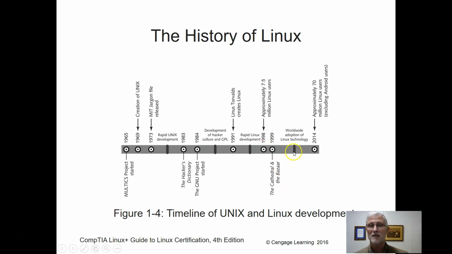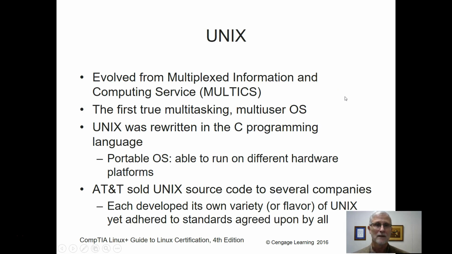Now, 20 years on, there are 70 million users, excluding all the Android phones. So guess what, Android users? You're using Linux. Unix was a multiplexed information system that started with Multics. It was the first true multitasking, multi-user system, because some of the early mainframe software was not. It was written in C, so it was portable.